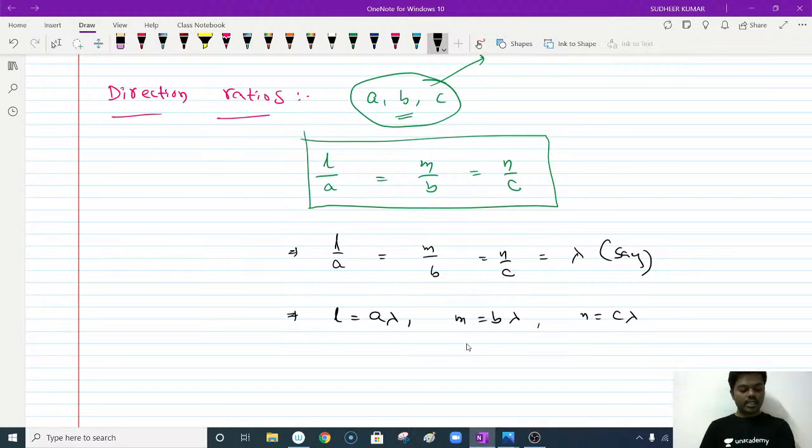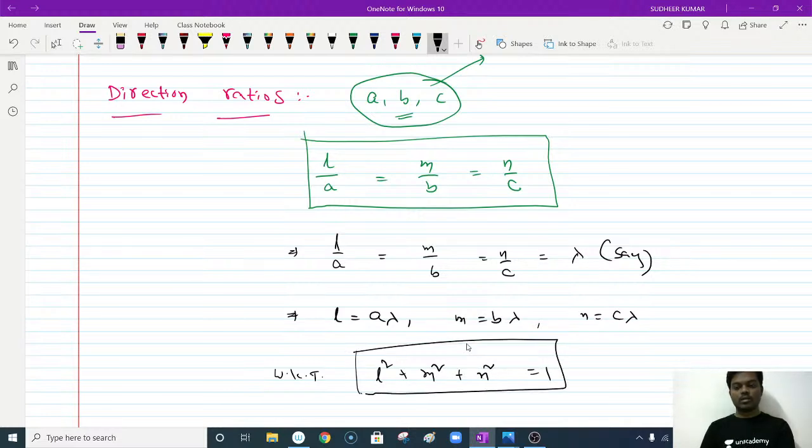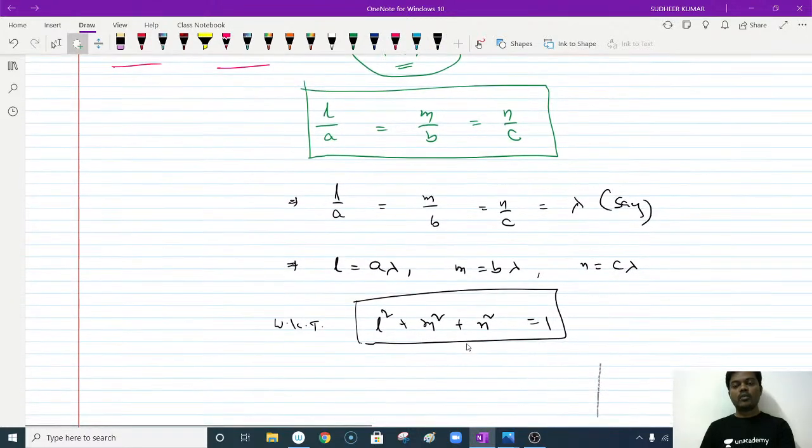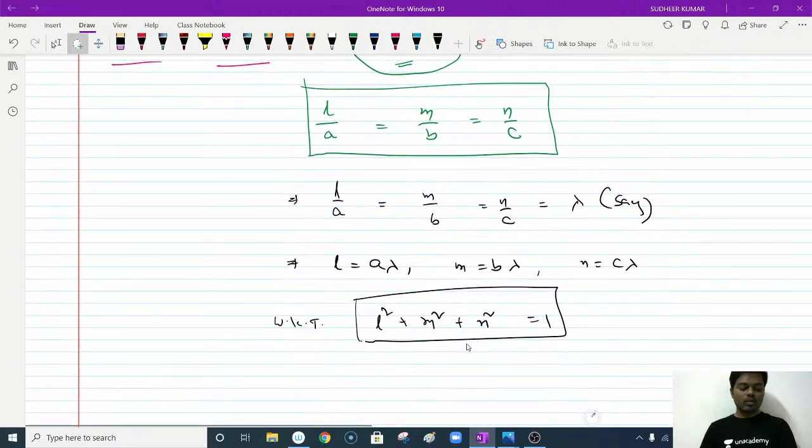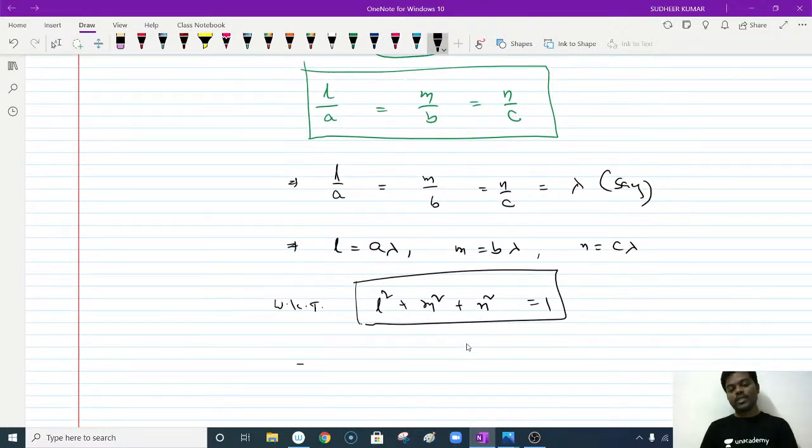Next, we know the result is L square plus M square plus N square equal to 1. So the sum of squares of the direction cosines of a line is always 1. So how it is, we'll see that. So L square, let us finish this. L equal to A lambda, we can substitute, right? So A lambda whole square plus B lambda whole square plus C lambda whole square equal to 1.